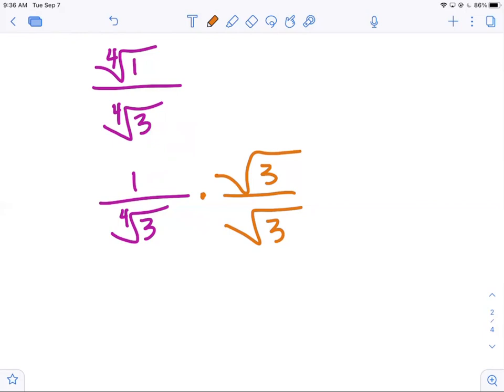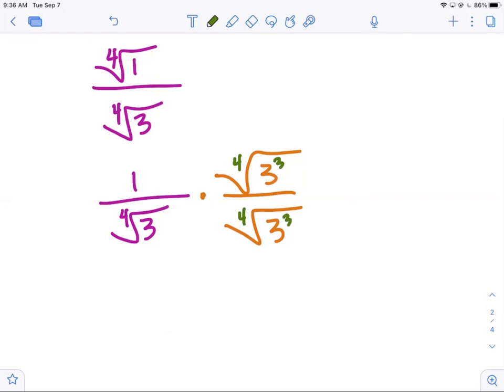What would we multiply by? The 4th root of 3 is the same as 3 to the what? 3 to the 1/4. If I'm trying to make 1/4 whole, how many more fourths do I need? I need 3/4, don't I? 3/4 then would be raising it to the 3/4 power, which would be the 4th root of 3 cubed.